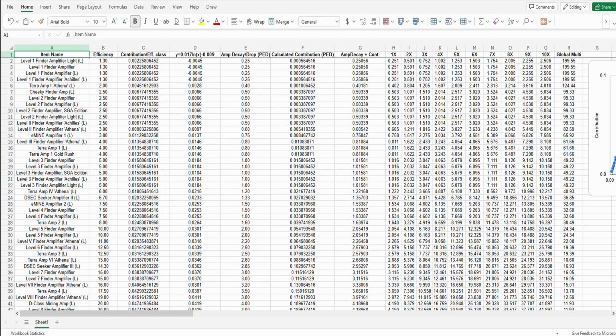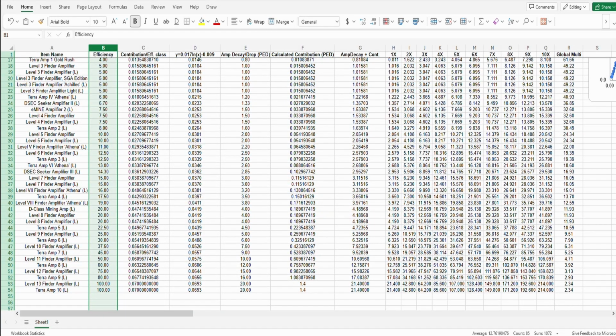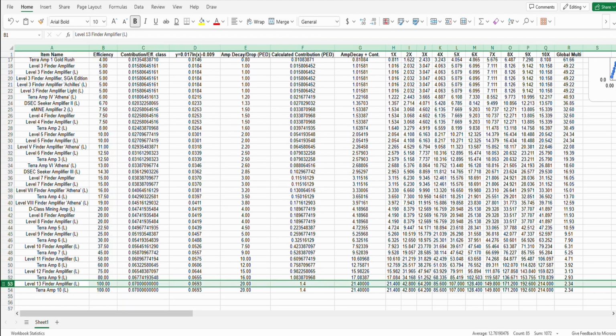Okay, here's the technical part, the spreadsheet. I've listed the names of the amplifiers and their efficiencies in ascending order. That's how they are put into the spreadsheet, which makes sense to me. And from basically no efficiency to 100% efficient, which is the level 13 Finder amplifier and the Terra 10 amp.